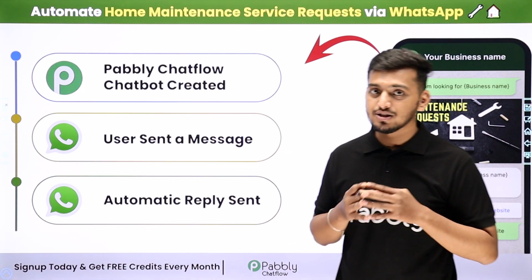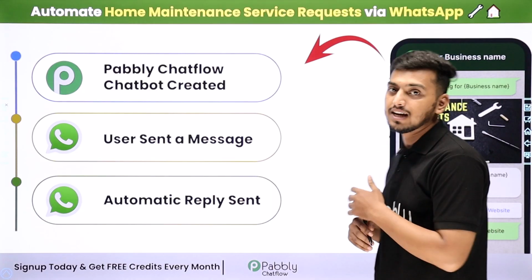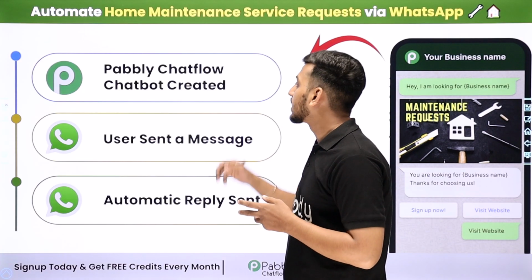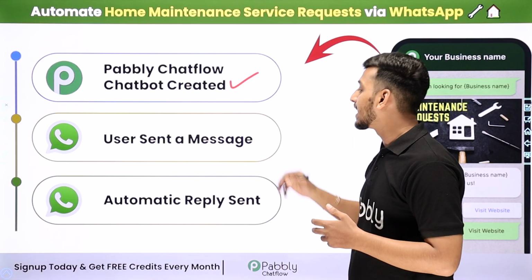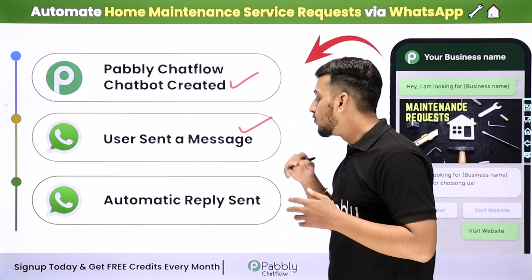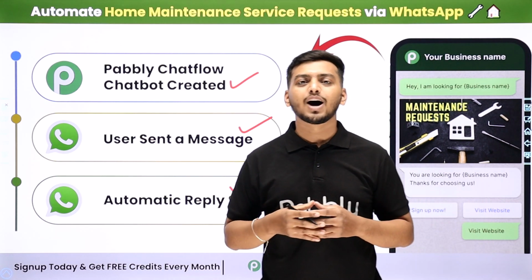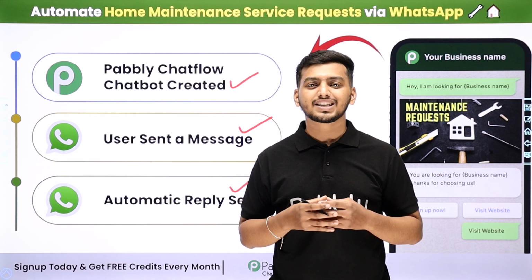And today I will demonstrate how you can automate your home maintenance service requests via WhatsApp. And in this video, we are going to work on 3 simple steps. First, we will create a WhatsApp chatbot inside my Pabbly Chatflow account, and after that, whenever any user sends us any text message, this WhatsApp chatbot will reply to them automatically on our behalf. So if you are ready to learn how I'm going to create this amazing WhatsApp chatbot, then let us jump right onto my screen.